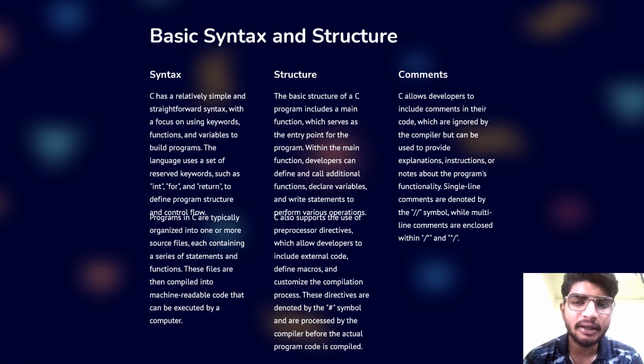Comments. C allows developers to include comments in their code, which are ignored by the compiler but can be used to provide explanations, instructions, or notes about the program's functionality. Single-line comments are denoted by the double slash symbol, while multi-line comments are enclosed within slash-star and star-slash.